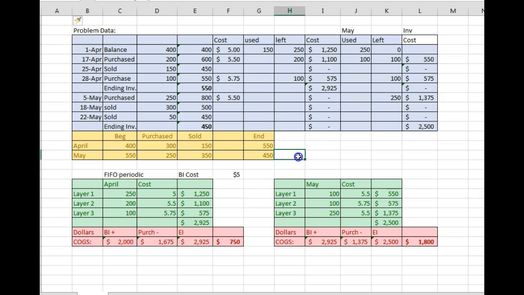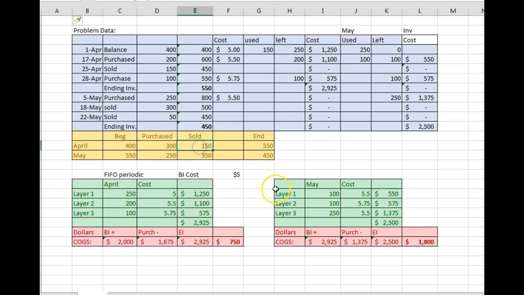These are quantities. And it would be wonderful if we could just assign a price to that and be done with it. But we can't, and this is FIFO periodic, which means they don't keep track of the inventory as they go through the month. They wait until the end, when everything is completed. So what you have to do is create a table off of this one, and let's walk through this.